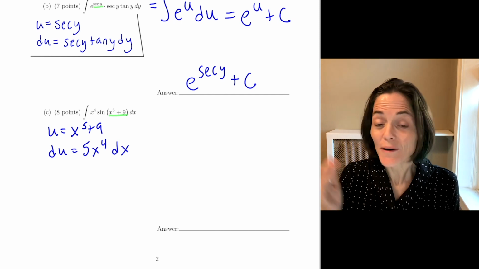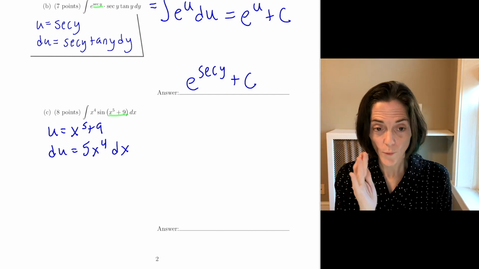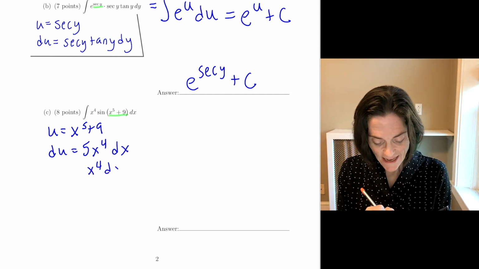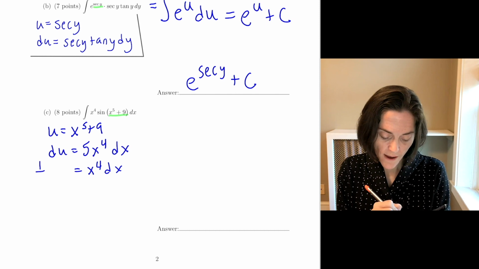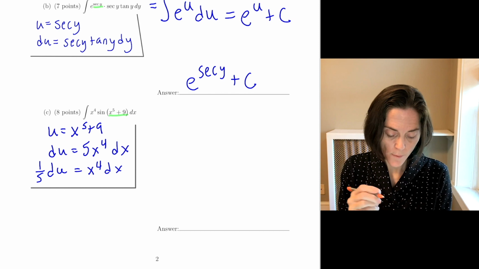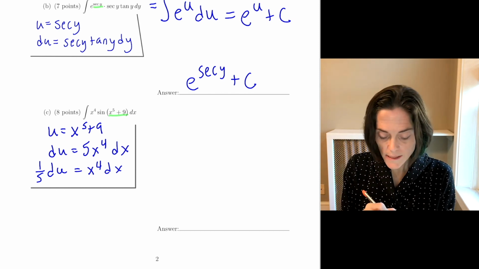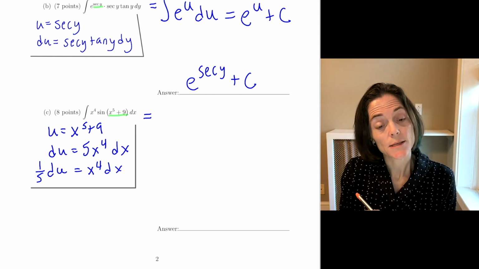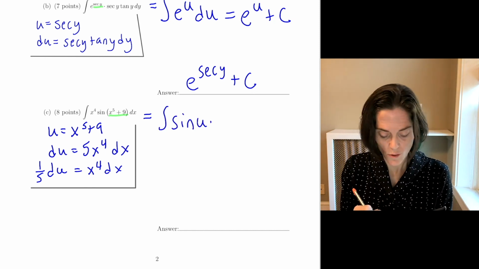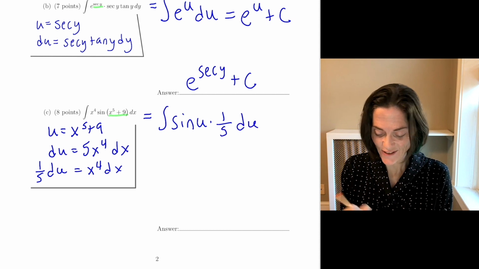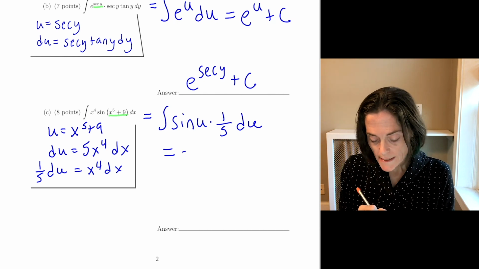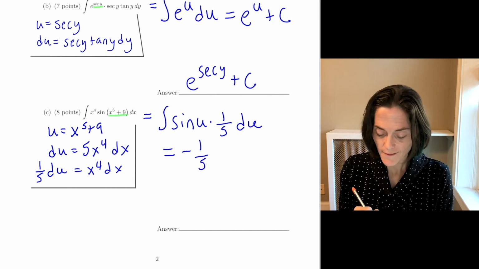Now, we don't exactly have du. What do we have in our integrand? We have x to the fourth dx. You see this is 1 over 5 du. So this was an important step. We find our multiplier. Now let's convert to an integral of u. So we have an integral. We have sine u times 1 over 5 du.